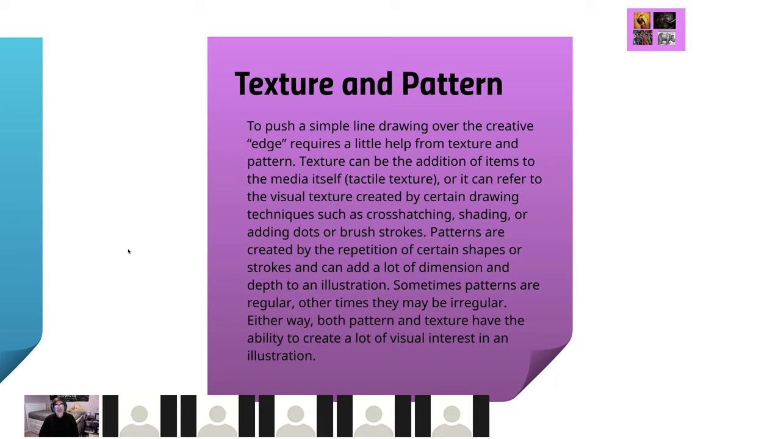What we are trying to say is that you can draw a texture, but at the same time, the material you're using can also have a texture. Let's say you are drawing or printing on a textured paper. Or it can refer to the visual texture created by certain drawing techniques, such as cross-hatching, shading, or adding dots or brush strokes. Patterns are created by repetition of certain shapes or strokes and can add a lot of dimension and depth to an illustration.